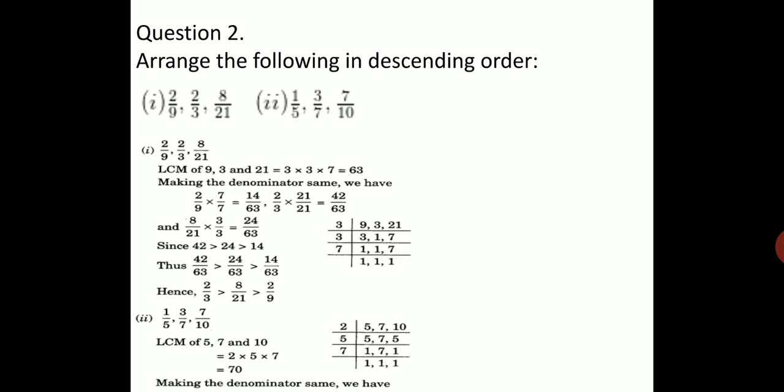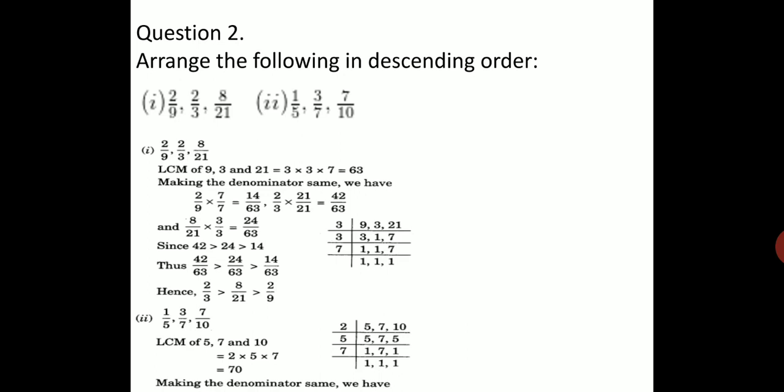Now 2 by 3. What number should I multiply with 3 to get 63? It is 21. So this 42 by 63 is the equivalent fraction of 2 by 3. Now 8 by 21. What number should I multiply? I have to multiply with 3. So it comes to 24 by 63.